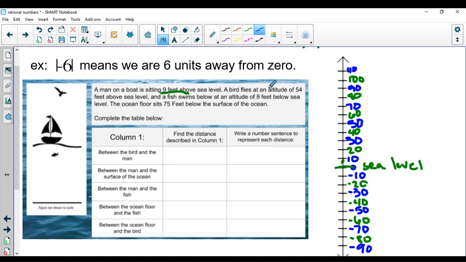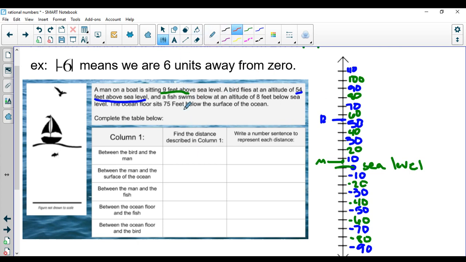A bird flies at an altitude of 54 feet above sea level. So the bird, again, is above zero, and the bird is going to be right here at that blue line. Okay, so this is my bird. I'm going to label him B. Let me go ahead and label my man here. My man is here.